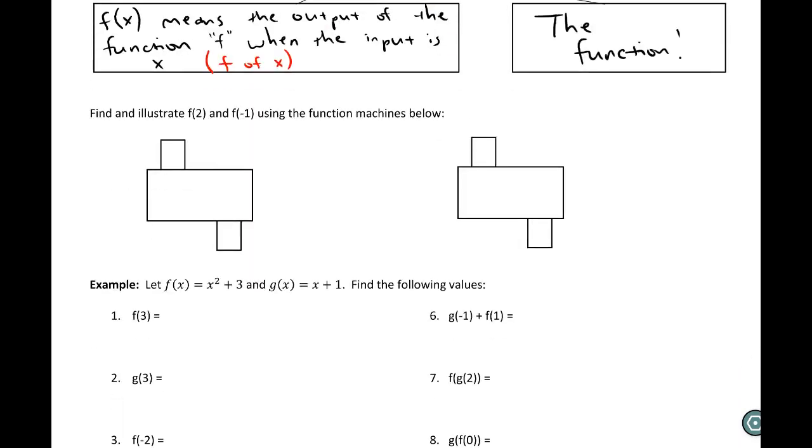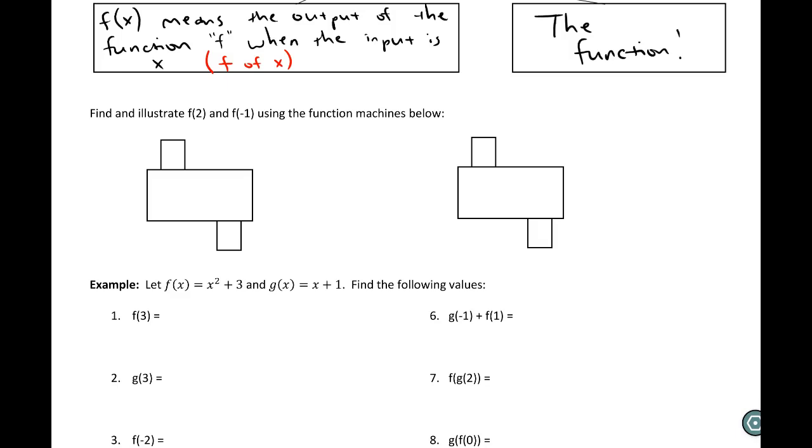Okay, so let's illustrate finding f of 2 and f of -1 using the function machines we have below. The way I like to think about functions is you put something in and then something comes out. Think about it like if you're baking cookies. You put cookie dough in the oven and then cookies come out. So that's a function. Something's happening to the numbers that we're putting in here.